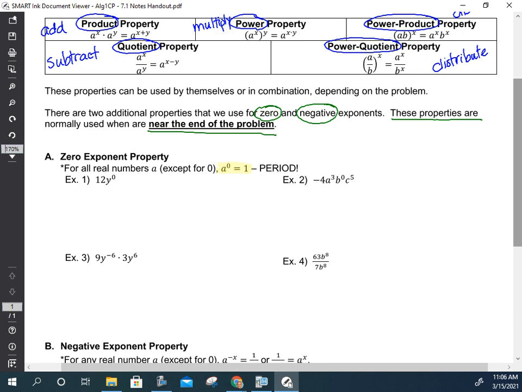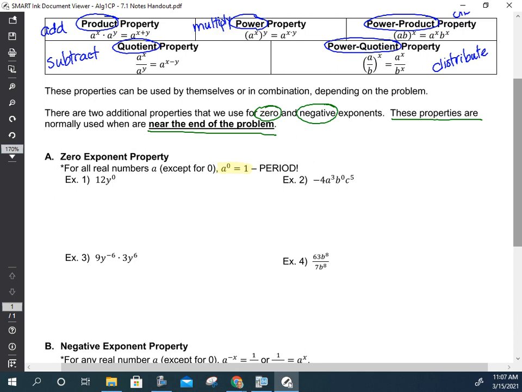Now, most people mess up this property because they're being careless and not paying attention. So you have to pay attention to the problem. The only part that drops out is the part that has the 0 attached to it.